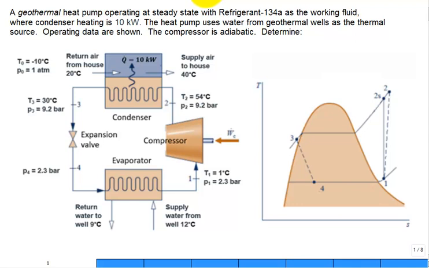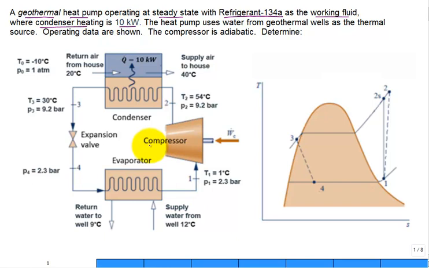Alright, let's go ahead and get started on this problem. It's a long problem and it'll take us a while to solve, but we have a geothermal heat pump operating at steady state with refrigerant 134a as the working fluid, and the condenser heating is 10 kilowatts.